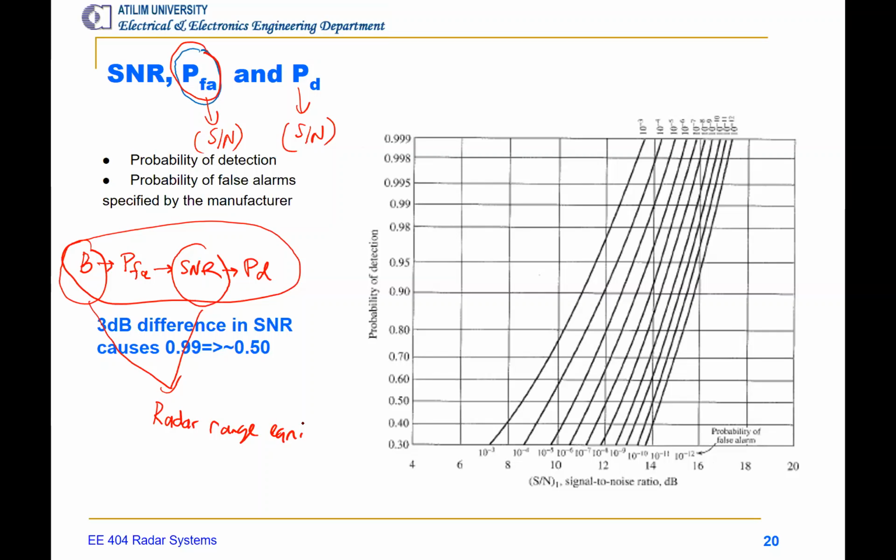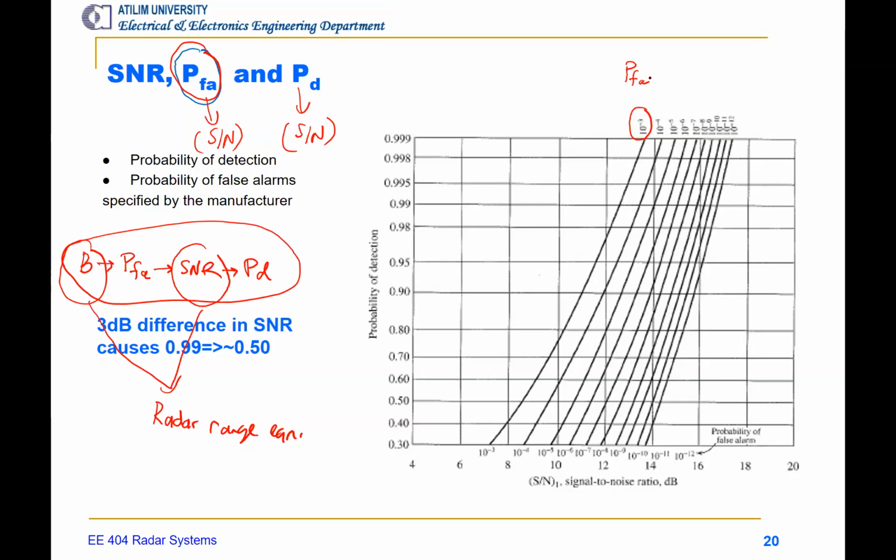Now, in this graph, we have many curves. Each curve represents PFA, probability of false alarm. So we determine a probability of false alarm and then determine the probability of detection for a given SNR. Okay, so here the design criteria will be PFA, PD, and SNR. Whichever is critical for us, we try to minimize it and then maximize the others, for example. So we try to make a compromise in here.